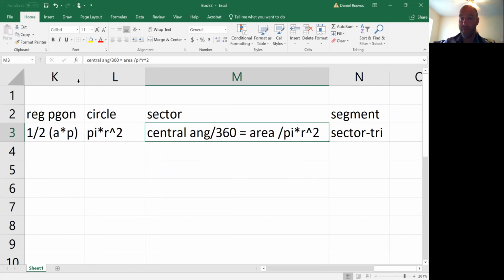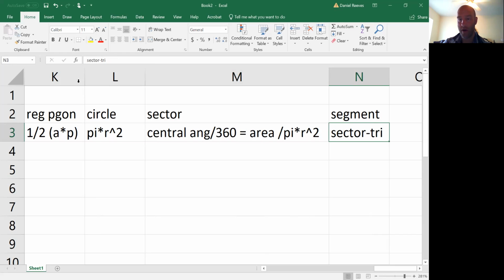I don't give the formula for the area of a sector. Instead, I write this proportion. The central angle is to 360 as the area of a sector is to pi r squared. And for a circle segment, I find the area of the whole sector and subtract the triangle.